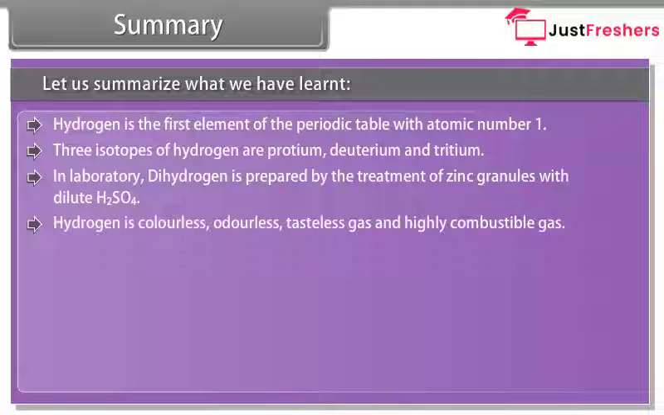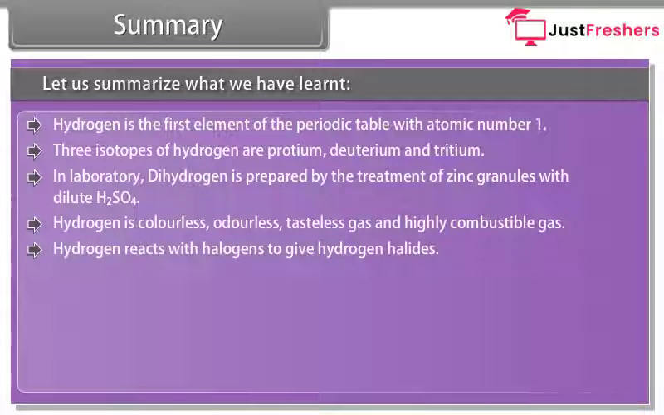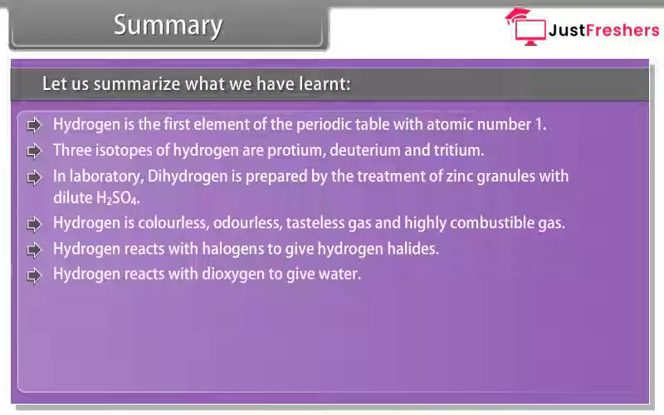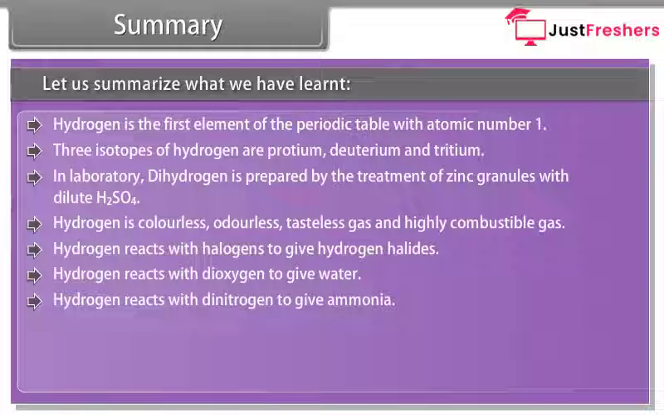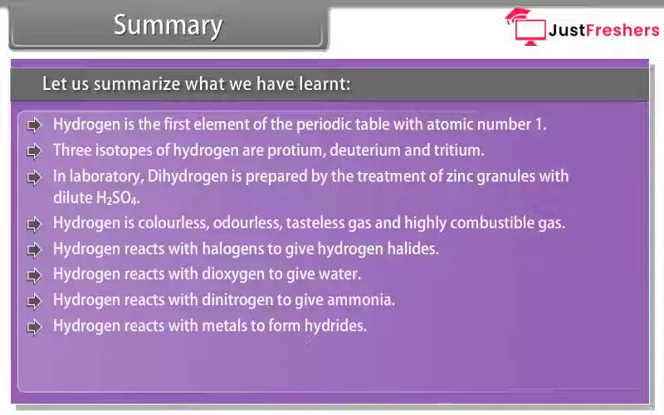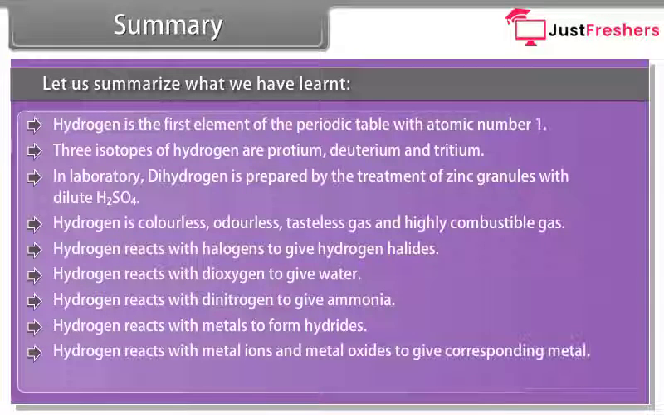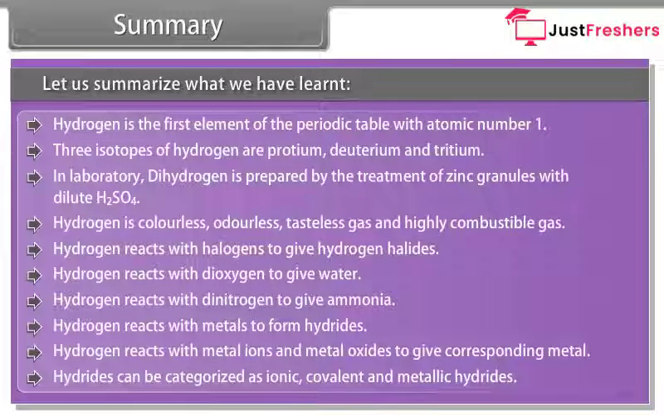Hydrogen is a colorless, odorless, tasteless and highly combustible gas. Hydrogen reacts with halogens to give hydrogen halides. Hydrogen reacts with dioxygen to give water. Hydrogen reacts with dinitrogen to give ammonia. Hydrogen reacts with metals to form hydrides. Hydrogen reacts with metal ions and metal oxides to give the corresponding metal. Hydrides can be categorized as ionic, covalent and metallic hydrides.